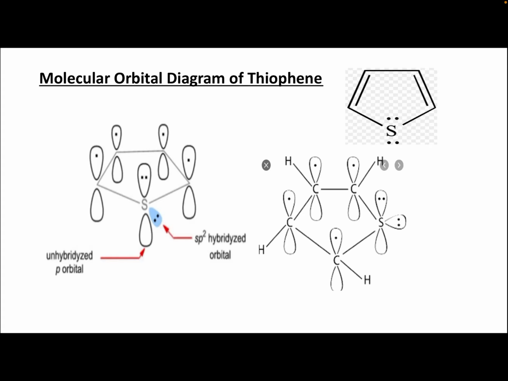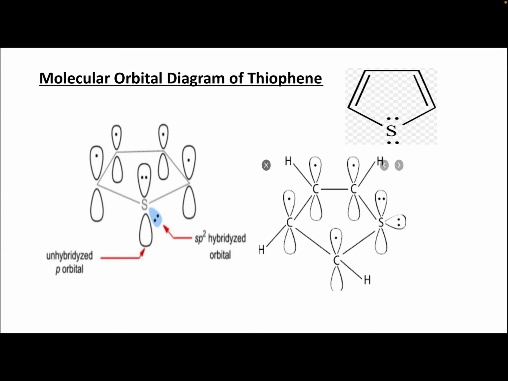So, you are seeing the molecular orbital diagram of thiophene. The structure of thiophene is there. It is a 5-membered ring with S having 2 lone pairs of electrons. Here you are seeing that it is sp2 hybridized, and so there is one unhybridized 2pz orbital, which is shown here.